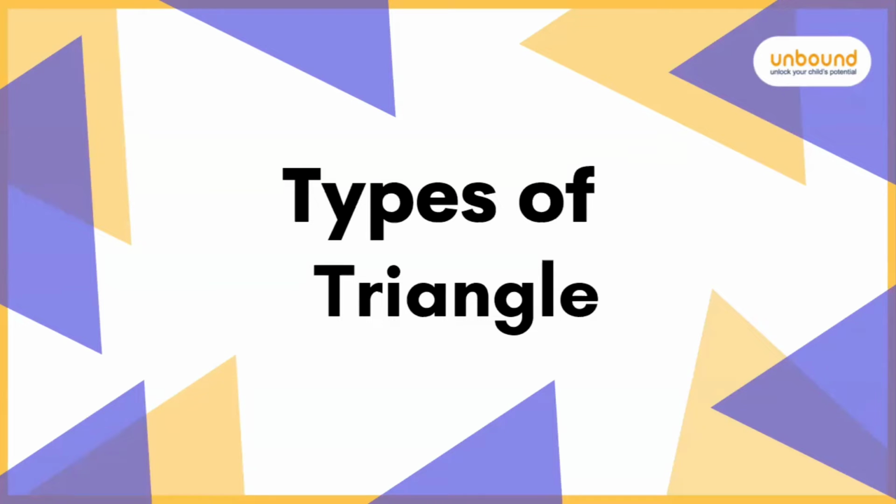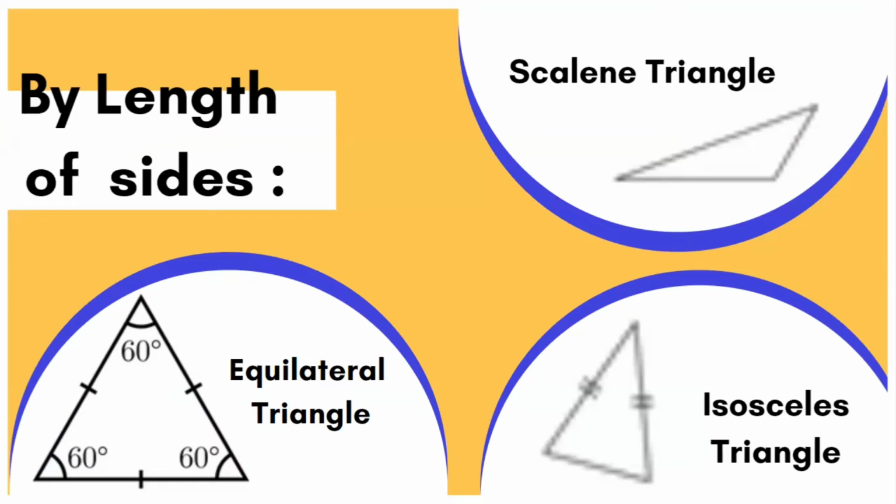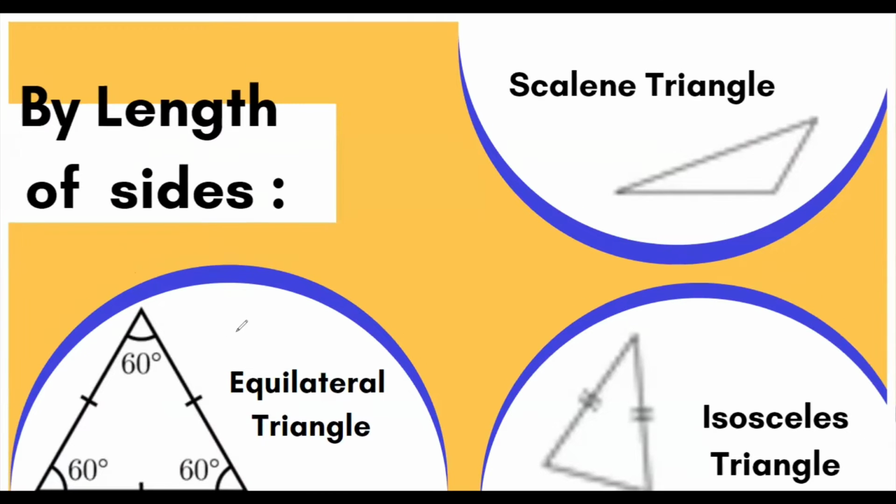Types of triangles. We have categorized the types of triangle in two parts. First is by length of sides. Here we have three types by length of sides. The length of sides means that through the length we define the types of triangles. Now the first type is the equilateral triangle, where all the sides are equal. Here you can see 1, 2 and 3. So here all the sides are equal and all the angles are also equal.